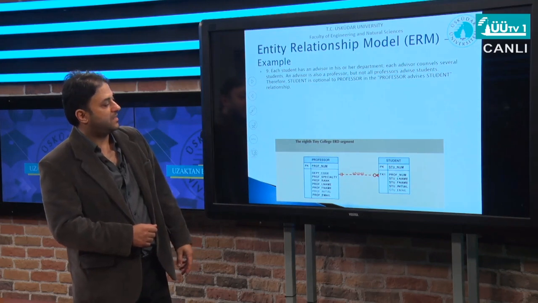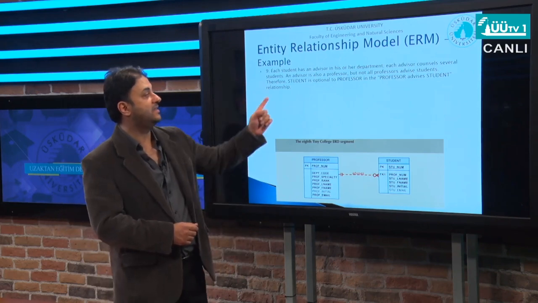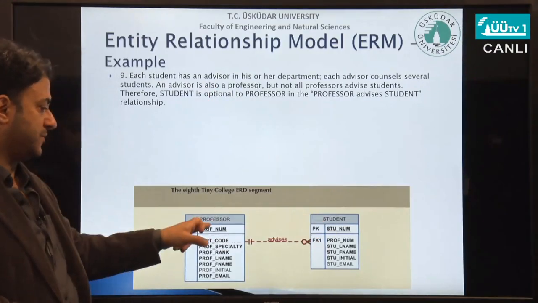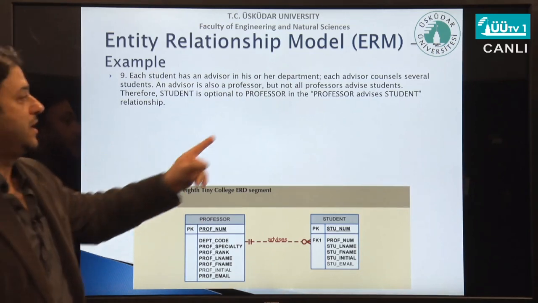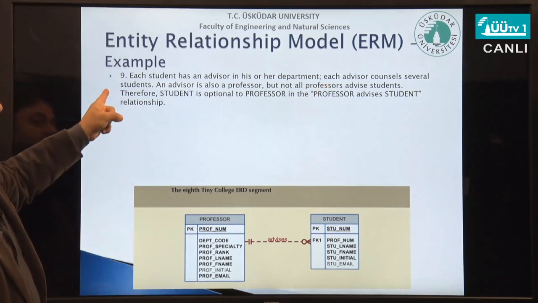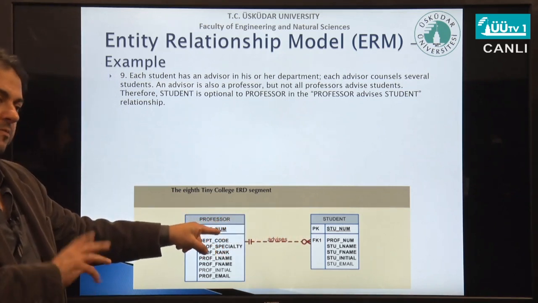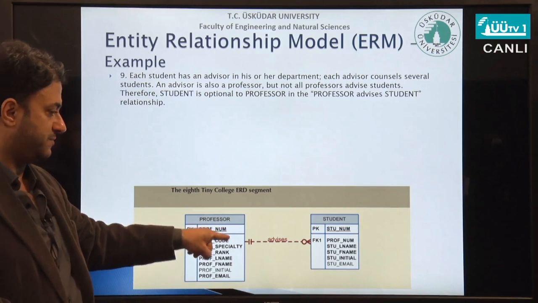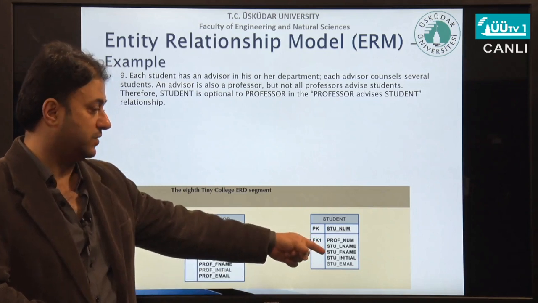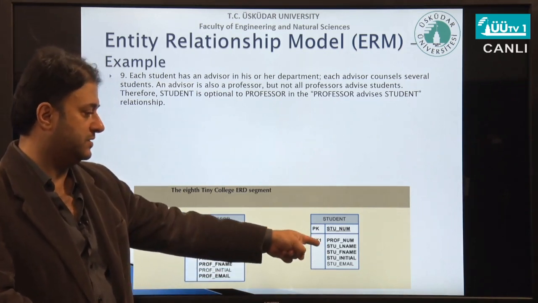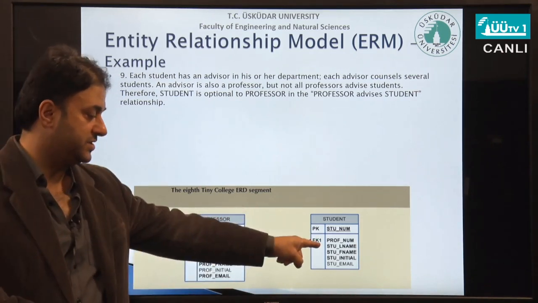Now for professor and student. Each student has an advisor. So from student to professor, this is 1-to-1, but the image is not complete yet. Each advisor consults several students. So from here to there is 1, and in the opposite direction, from professor to students, it is 1 to many. Each professor advises many students, but each student is advised by just one professor. So from this side it is 1-to-1, and from this side to here it is 1 to many.